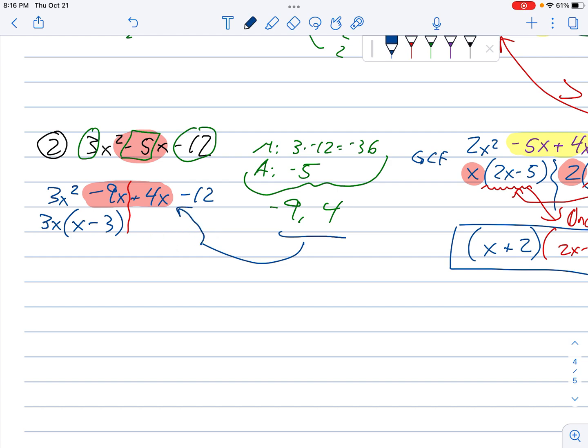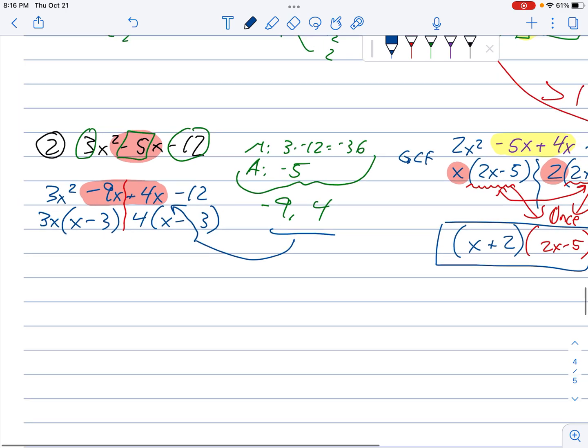And then over here, again, I'm looking for a GCF. I have a 4x and a 12. They both have a 4 in there. And then I'm left with an x, a minus, and a 3. I take a 4 out of 4x, I have an x. I take a 4 out of a 12, I have a 3, and it's negative.